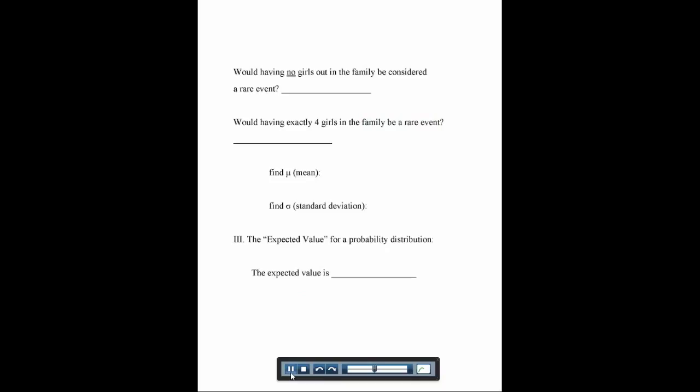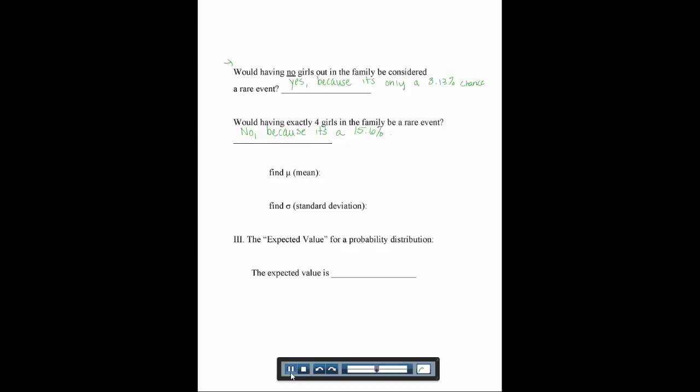Okay, now on the next page it says, would having no girls in the family be considered a rare event? So no girls is only a 3% chance. So yes, because it's only a 3.13% chance, and we say anything less than a 5% chance would be rare or unusual. Okay, then it says, would having exactly 4 girls in the family be considered a rare event? And here the answer would be no, because having exactly 4 girls would be a 15.6% chance. So that's not under 5%.